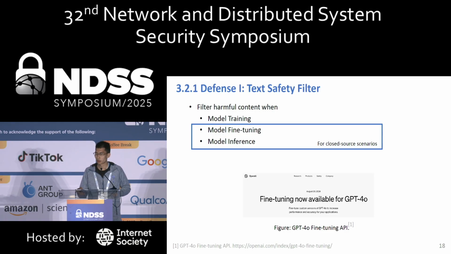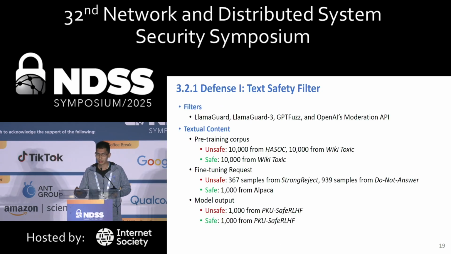The first one is to filter out the harmful text. In this defense, the defender can filter the harmful content when the model is training, fine-tuning, or at inference. However, some of them may only be applicable for the open source or for the closed source scenario. We will discuss both the open source filters, such as LlamaGuard, and the closed source filters, such as OpenAI's moderation API. And we will also use different corpora of textual content to simulate all of the three previous steps.